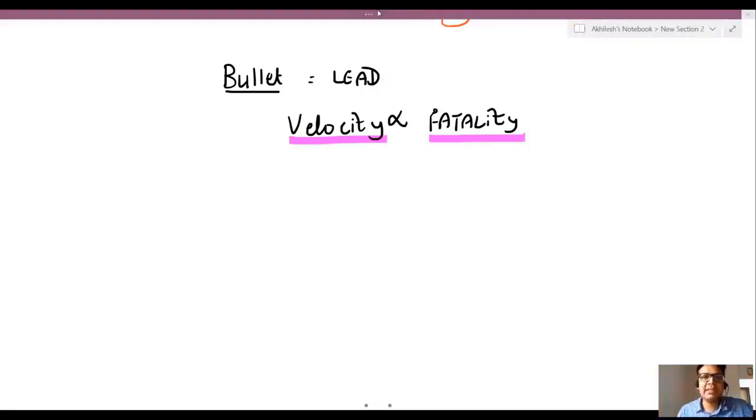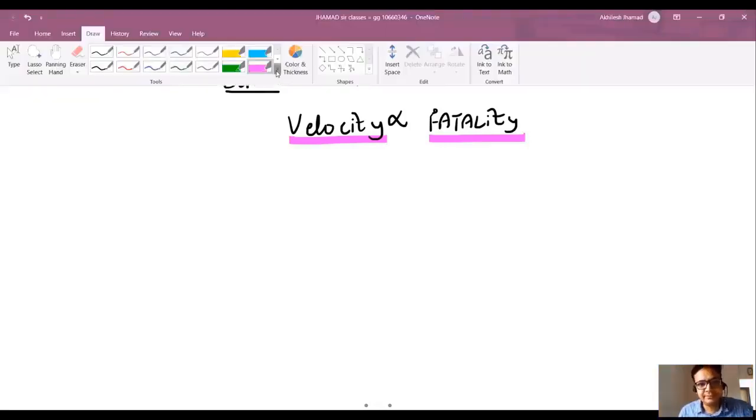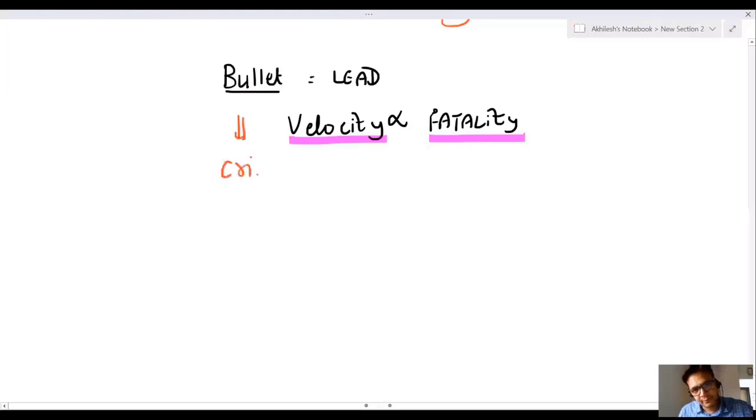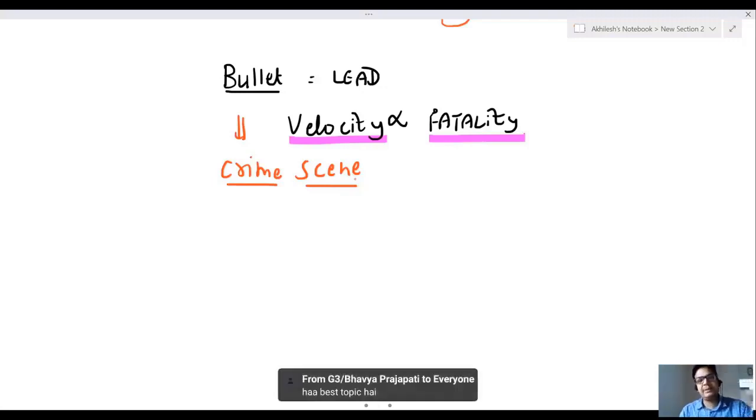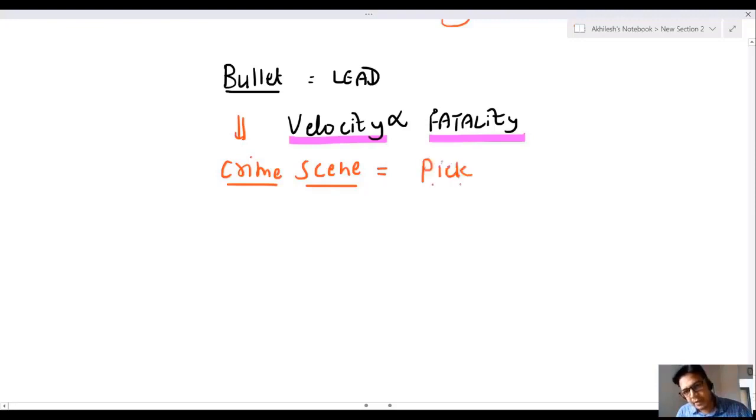Now, sir, if bullets are present in the crime scene... But it's a very important topic for forensics, because when you conduct the postmortem, you have to examine the bullet, because you take bullets out from the body. Bullets are present in the crime scene, and this question comes: how do we pick the bullet?